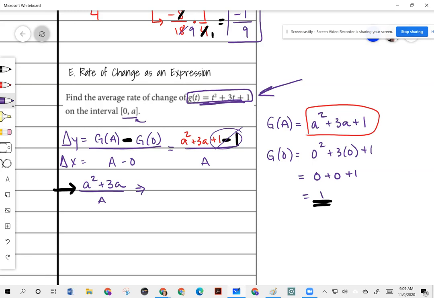I want to be able to reduce. Both terms have an a. So I've got a plus 3 all over a. And then you can see that these a's reduce, and now I'm just left with a plus 3. Okay, so that would be my average rate of change as an expression.